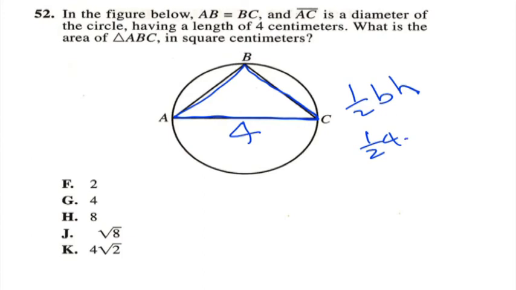Now, how do I get the height? And when you look at this height, it's going to go straight up. It is actually a radius, exactly like from here to here is a radius. That would have been a 2, and that would have been a 2, giving me 4 all the way across, making this a 2. So now it's just half of 4 times 2, which is equal to 4, making the answer G to 52.